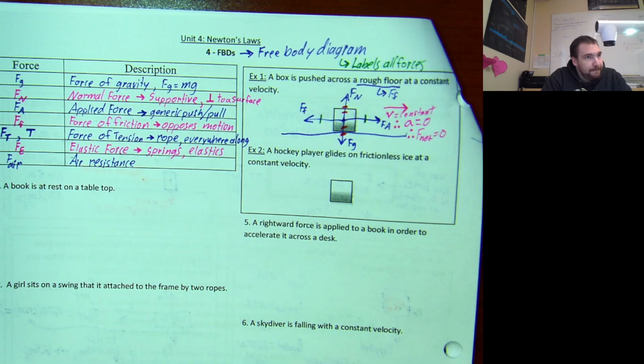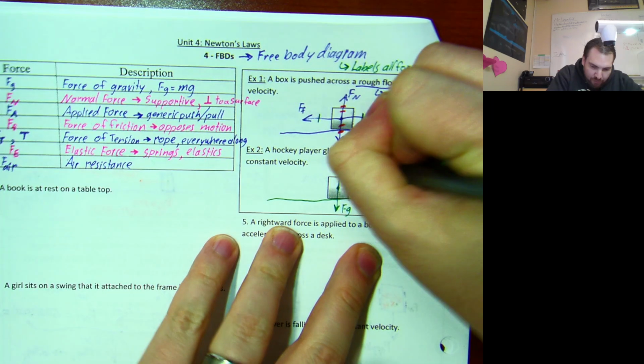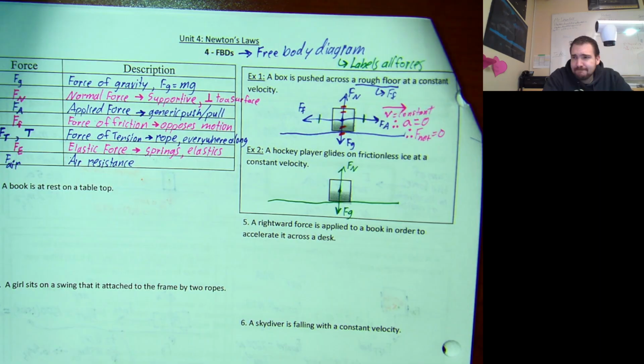Hold on, one at a time. So I've got Fg. I hear a normal force. What else? What do we know about the hockey player? They're gliding. They're gliding on frictionless ice at constant velocity.